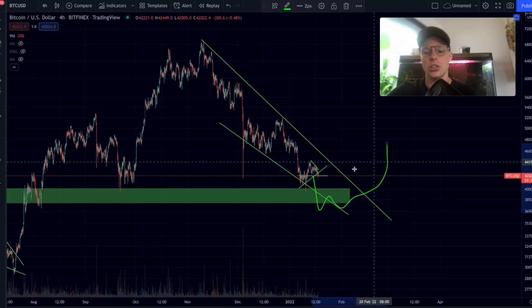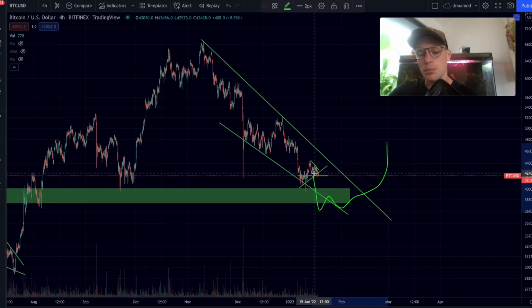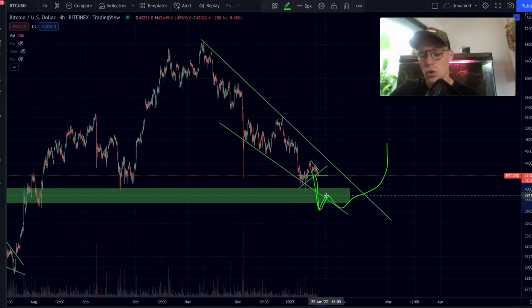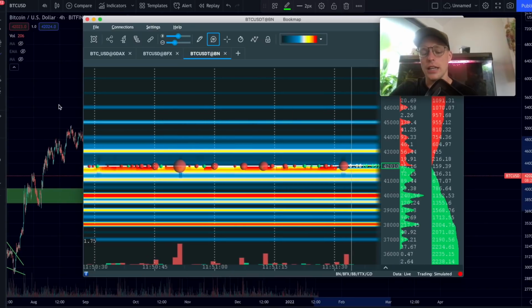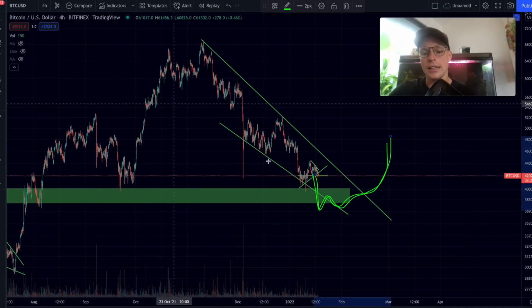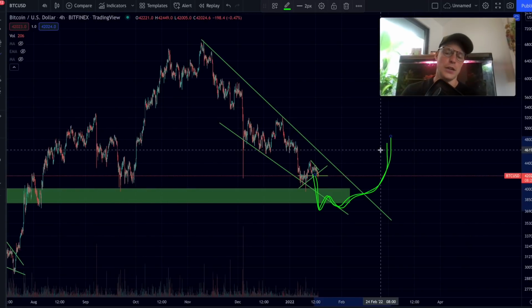However, like I said, it doesn't mean that we already see that bottom. We could see another drop and reach that liquidity that we are seeing right here in the Binance order book, and then from that liquidity eventually turn around and go back into an uptrend.